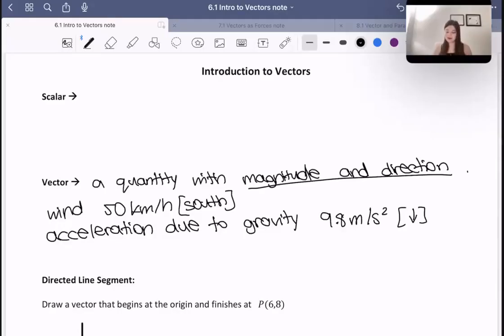Hello, welcome everybody. Today I'm going to be talking about vectors. We're going to introduce vectors into this course.